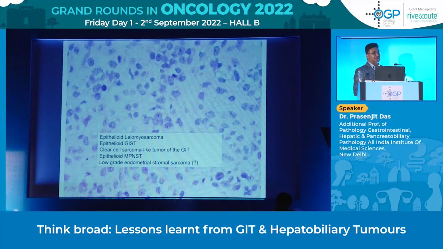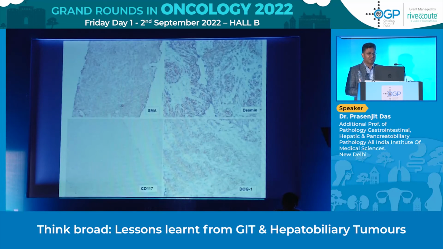And there is so much mitotic activity. So this is an epithelioid tumor, no doubt. We gave a differential diagnosis. Can it be epithelioid leiomyosarcoma, epithelioid GIST? It may be unrelated to the primary tumor, obviously. And clear cell sarcoma-like tumor of the GI tract can show this type of appearance also. Epithelioid MPNST we kept as a possibility, and though it is not looking like it, because the outside report mentioned it, we still kept a differential of low-grade endometrial stromal sarcoma.